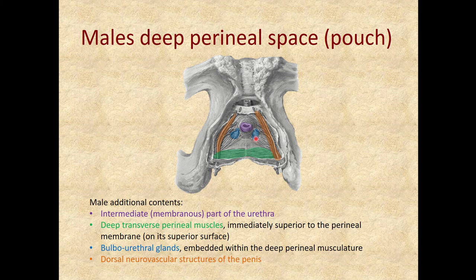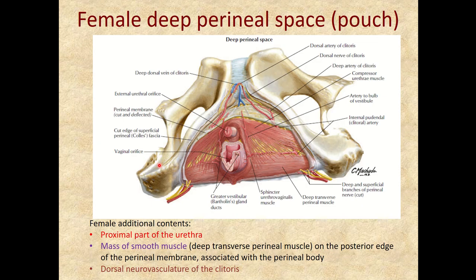And then here you can see bulbourethral glands that are going to be in this deep space, and the neurovascular structures going to the dorsal aspect of the penis.